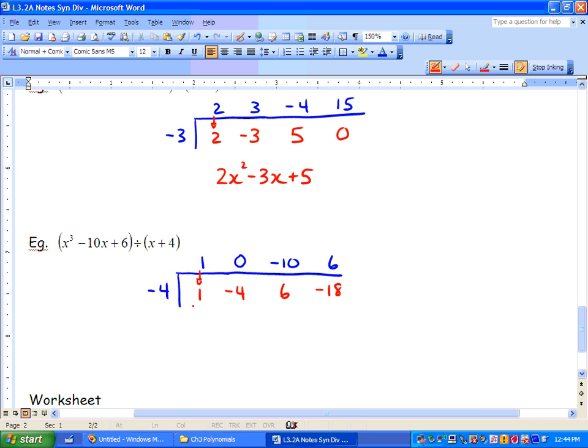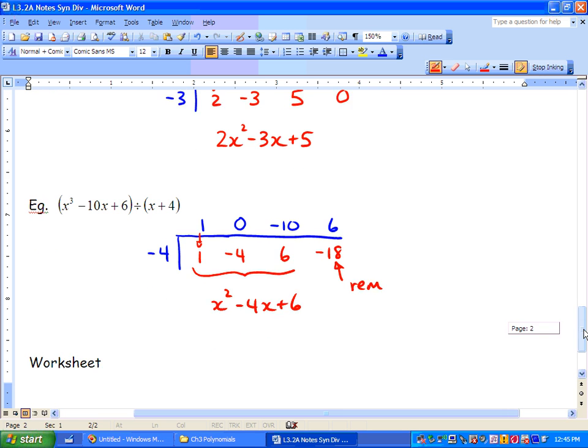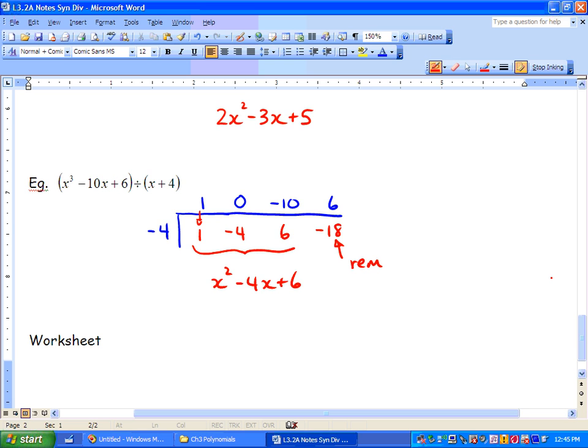So remember, these are the coefficients of your answer, which would be x squared minus 4x plus 6, and this number here represents your remainder. All right, hopefully this has cleared things up.